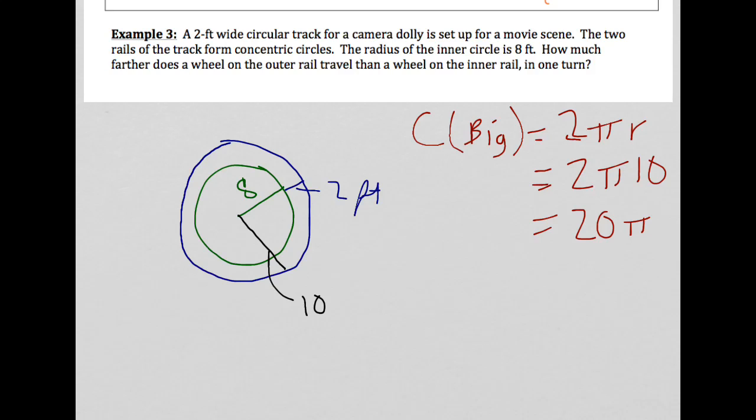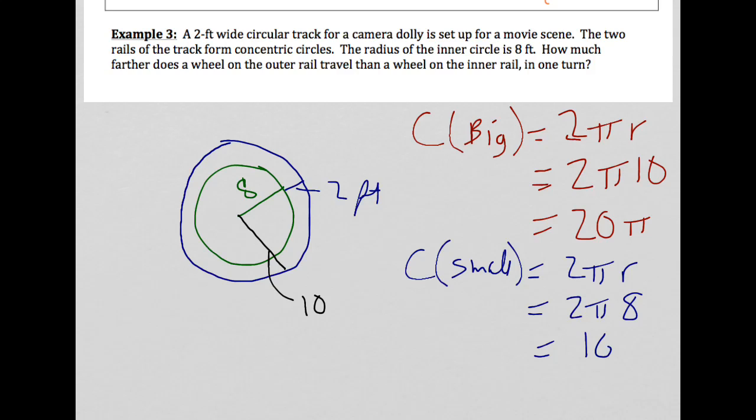That's how much the camera would go around if it went around the blue circle. Now the question is, how much further does it go on the outer rail around the blue circle than it would around the green circle? So now we want to figure out the circumference of the smaller circle. So I'll put circumference of small to keep me sure of what I'm talking about here. Same formula, 2 times pi times r. The radius of the inner circle is 8, so I plug that in. Keep that all exact. 8 times 2 is 16, and I'll leave the pi symbol there, so that's 16 pi.